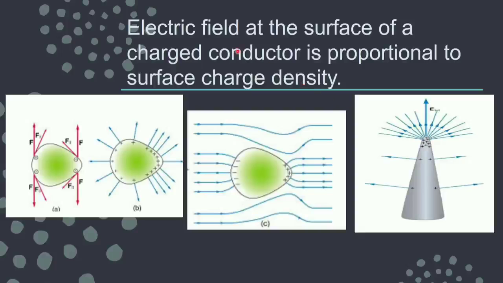So electric field at the surface is proportional to the surface charge density, and it means if I change the area, then the value of the field is getting changed. At the pointed places, the value of field is more, and otherwise if the places are flat, then the charge is going to be distributed like this. But inside the conductor, there is no field. This is just to show, like we have done with the induction.